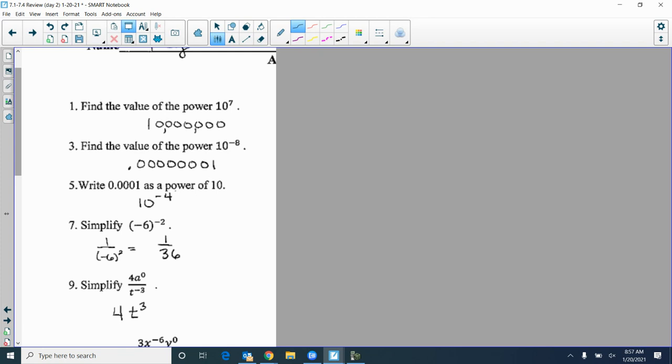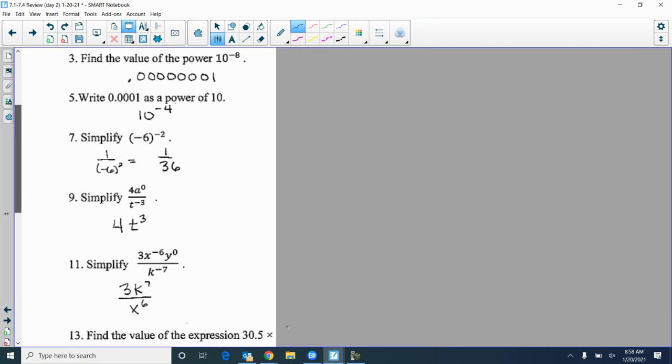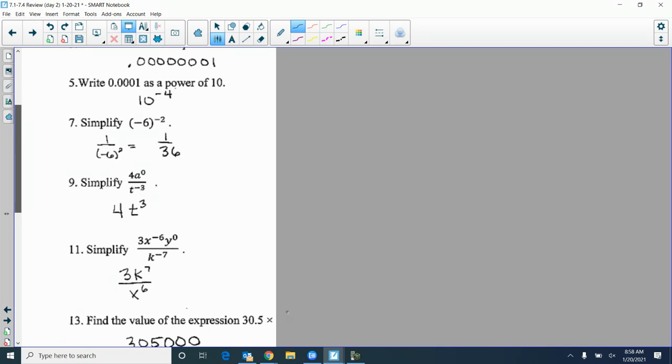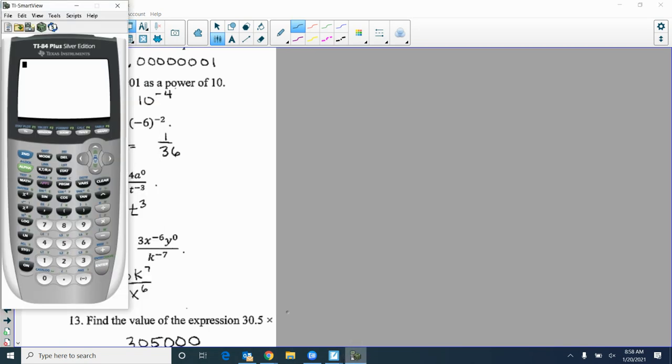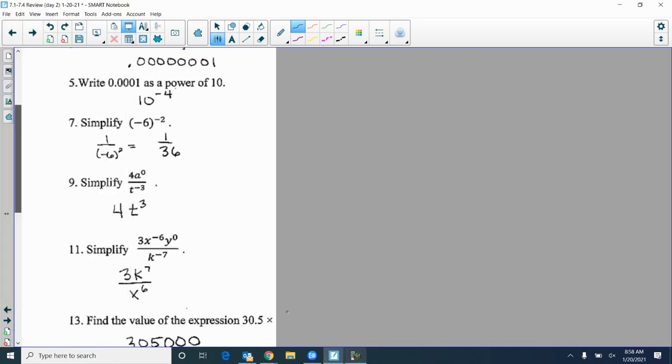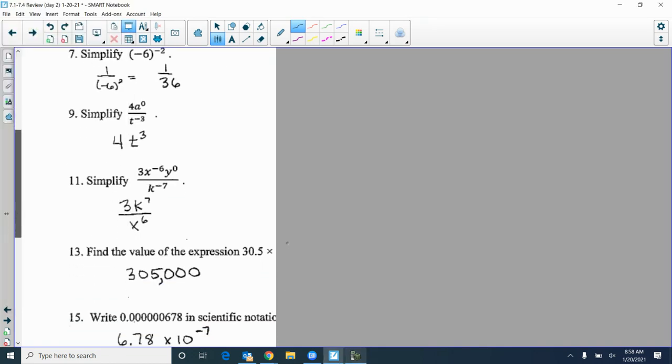The negative 6 is in parentheses, and you multiply negative 6 times negative 6. You can put it in your calculator, that part of it, but you gotta put negative 6 in parentheses. Okay, and write it like that. Number 9, 4t to the 3rd. Number 11, 3k to the 7th over x to the 6th.